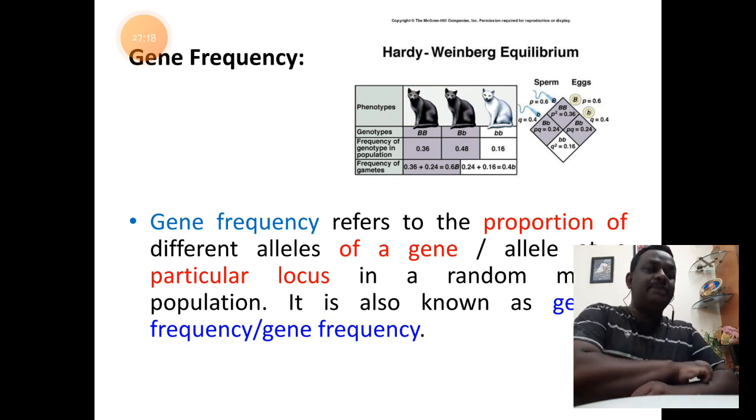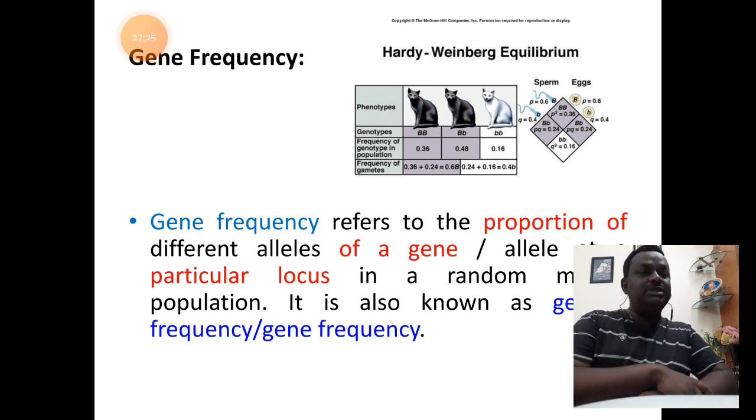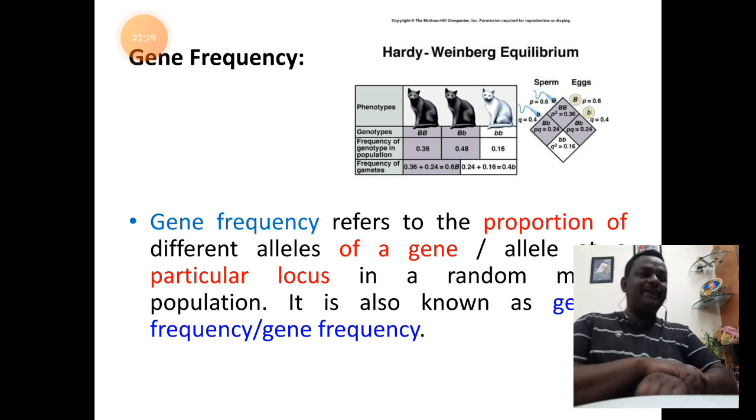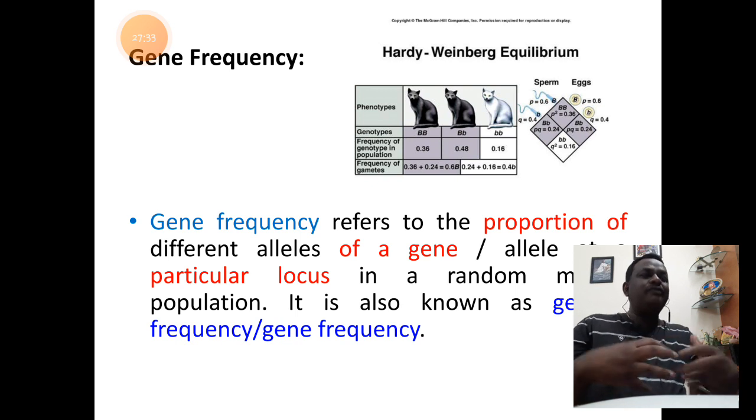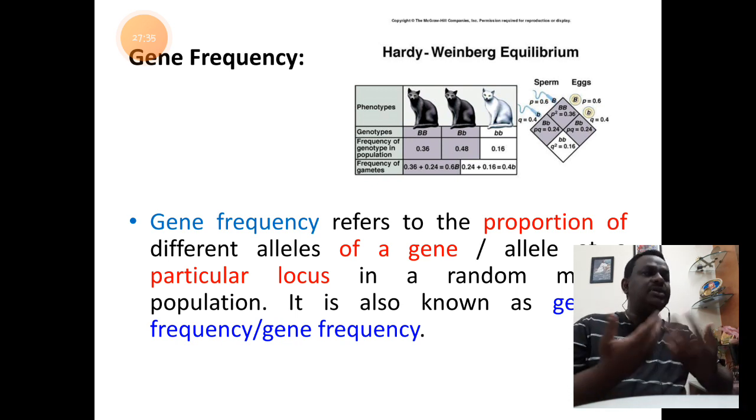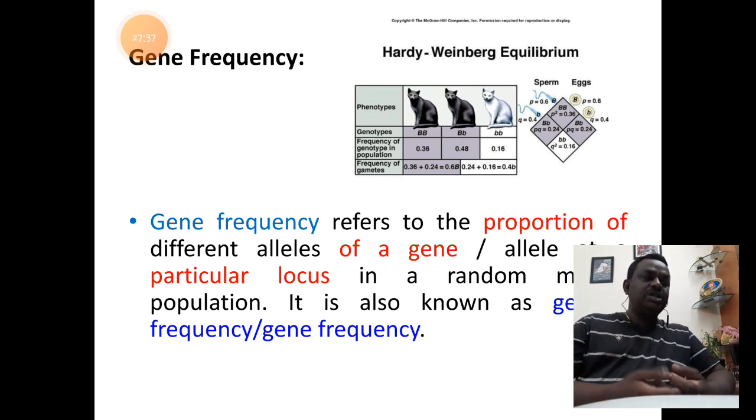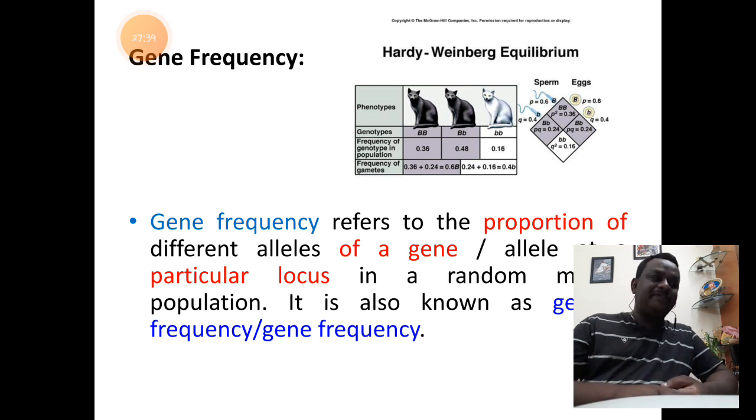The next concept under population genetics that we need to understand is gene frequency. It is also important for short notes. Gene frequency refers to the number of times a gene appears. Gene frequency, genetic frequency, or allelic frequency all refer to the same concept here.